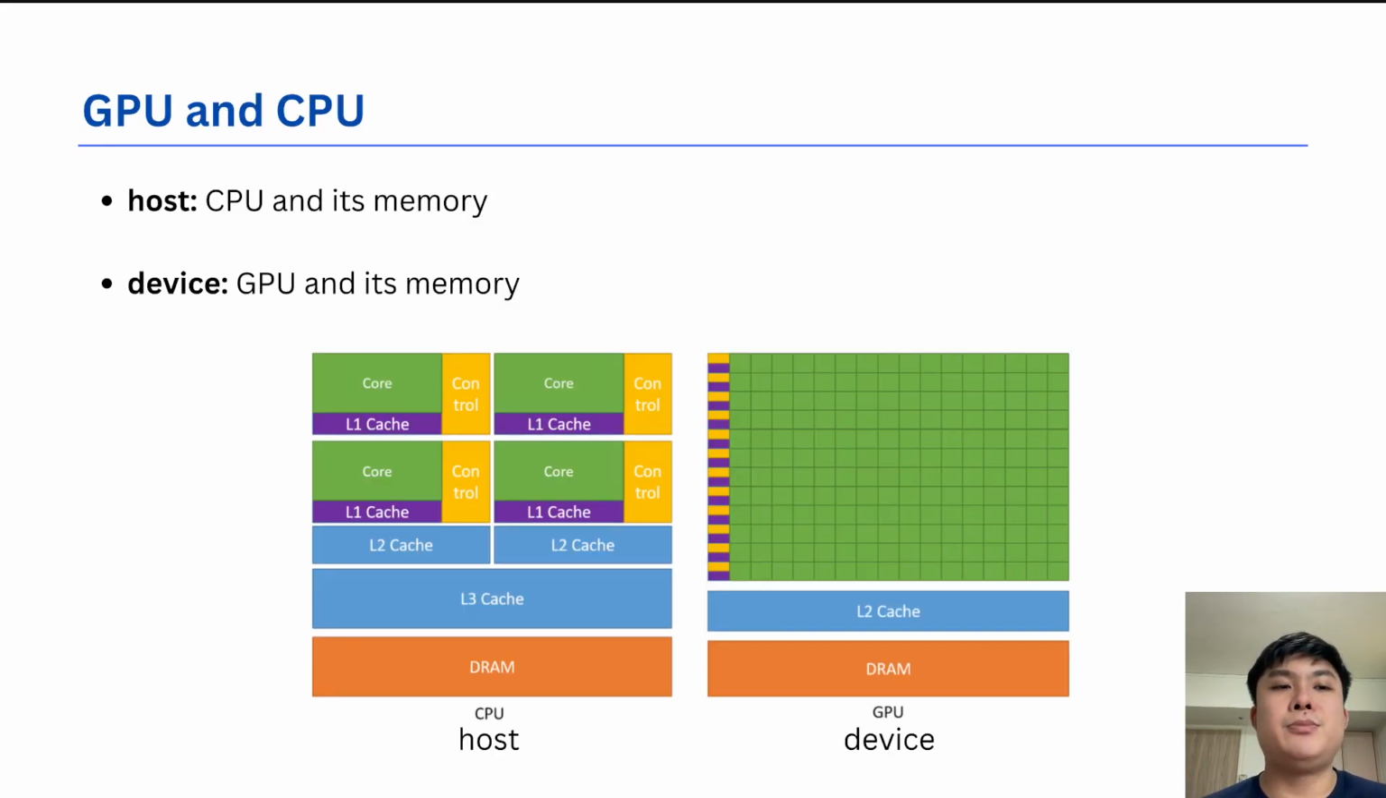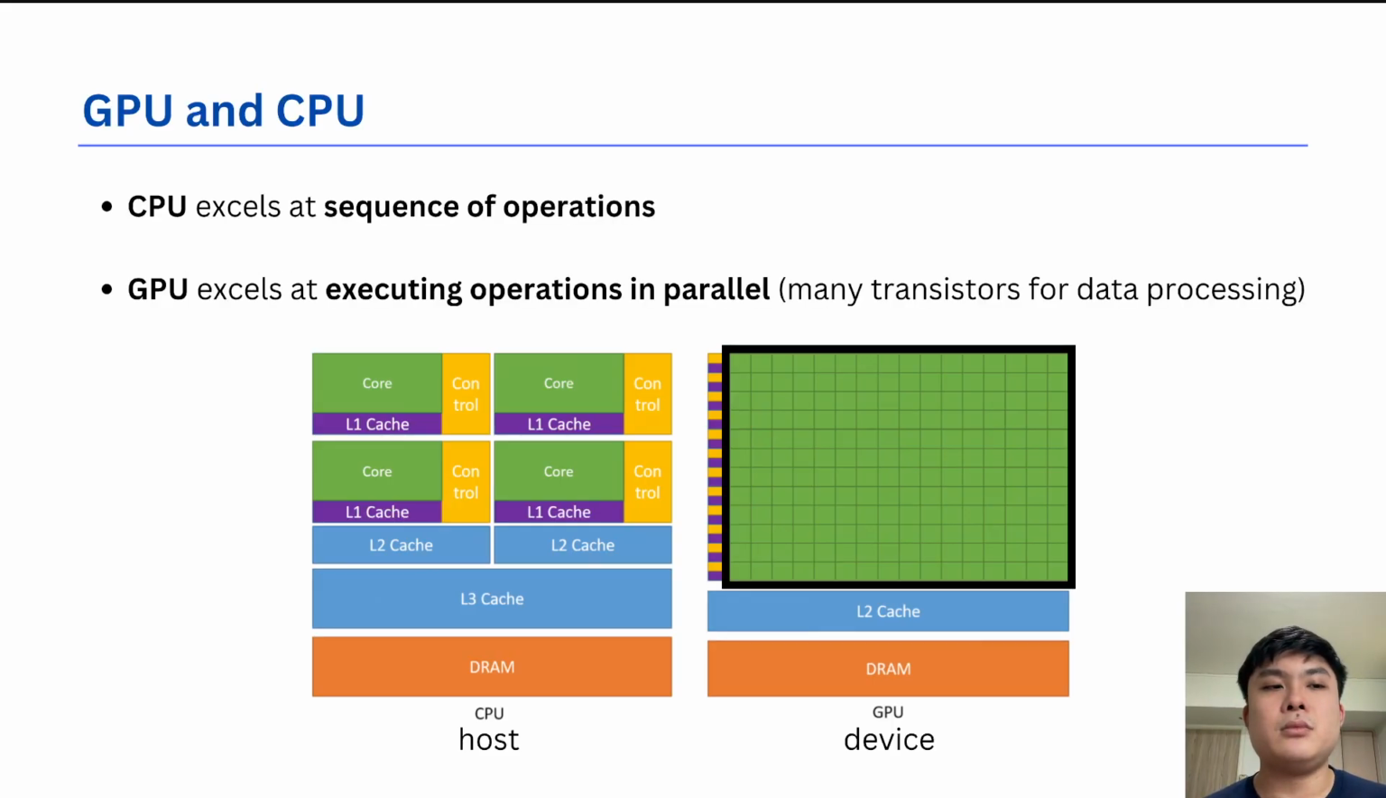So let's talk a bit about the GPU and the CPU. In CUDA programming, we typically refer to the host as the CPU and its memory, and we refer to the device as the GPU and its memory. Both the CPU and GPU have a role to play in processing algorithms. The CPU excels more at sequences of operations. For example, the CPU is able to do speculative branch prediction. However, the GPU excels more at executing many operations in parallel, where the logic is not too complicated but there are a lot more operations. As you can see in the diagram below, the GPU has many more transistors for data processing.